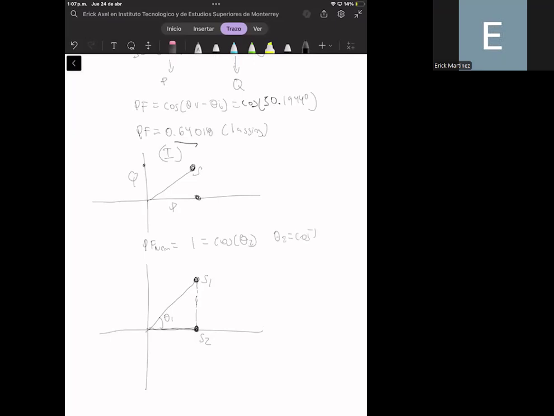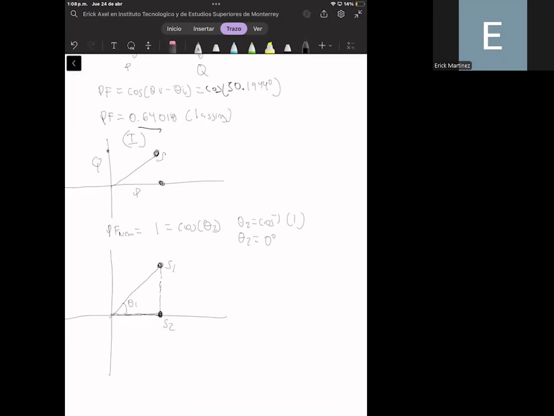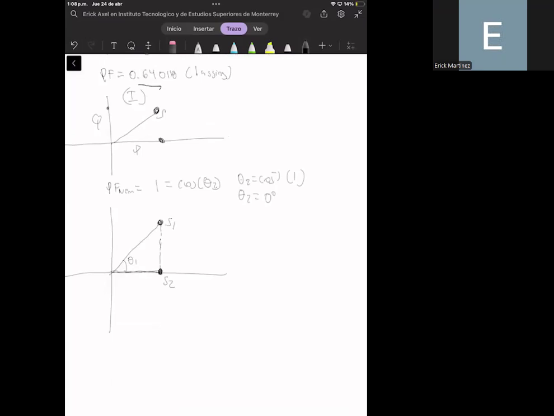That is the inverse cosine of 1, okay? And that is equal to 0, okay? So the second angle, or the angle associated with the new power factor, is 0 degrees, okay? So that is why I'm saying that I need to move the complex power from this position to this position.